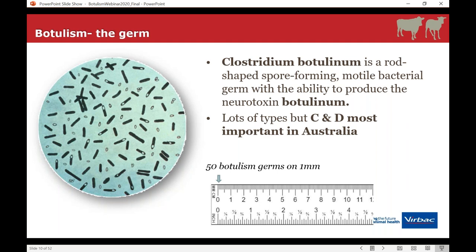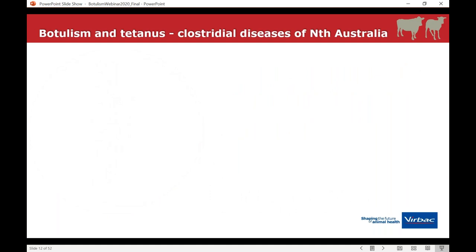There are actually lots of different types of botulism organisms that scientists describe, but C and D types are the most important to cattle in Australia, and that's why they are the strains that are put into our vaccines. Now, botulism is called a clostridial disease because that's the type of germ. And tetanus is another clostridial disease that is important to northern cattle producers. In the southern cattle producers, we also have diseases such as pulpy kidney, black leg and black disease, and there are other clostridial diseases.